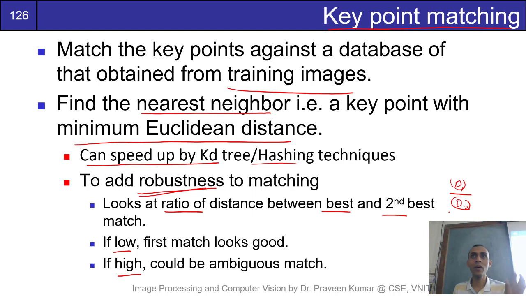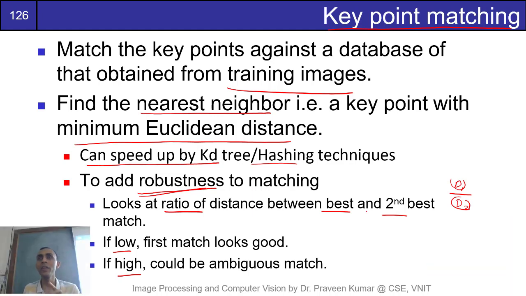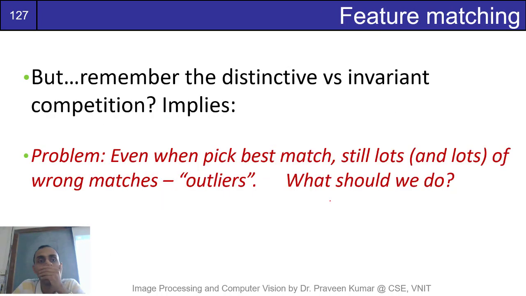Whereas if the key points themselves are not so distinct, or if it is just noise, or just occluded, or in some case it just landed on some random key point, then the second best match will also be some random key point. In that case, the ratio of d1 and d2 will be high, because both d1 and d2 will be comparable.